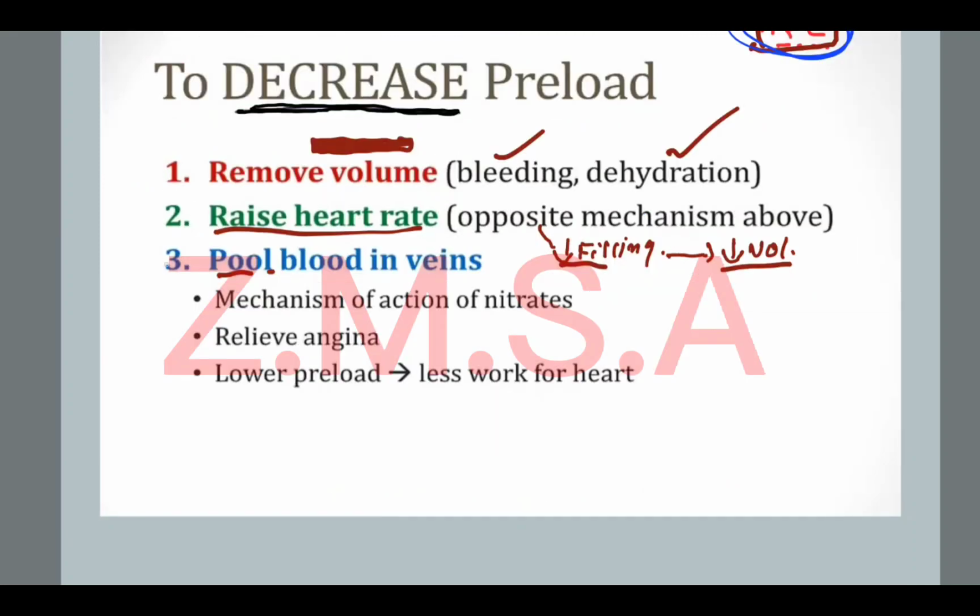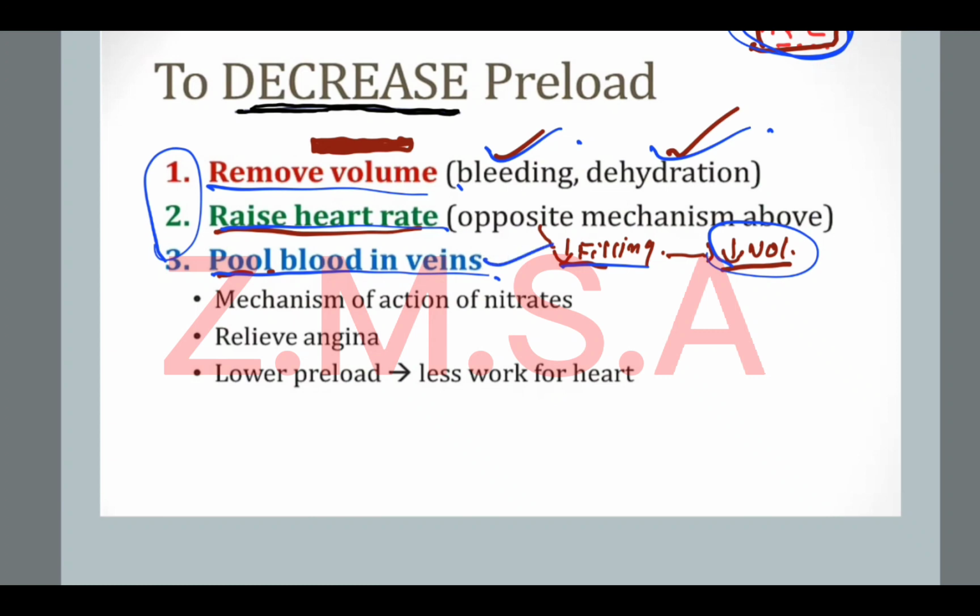Preload decreases by 3 parameters: removing blood, for example bleeding or dehydration; raising heart rate. For example, when we increase the heart rate, the filling time in the left ventricle decreases, volume decreases, and preload decreases. The third one is pooling blood in the veins. For example, we give vasodilators. When we give a vasodilator, blood will stream more and more in the periphery, which decreases the venous return and decreases the preload. And pooling blood in the veins is the mechanism of action of nitrates or nitroglycerin.